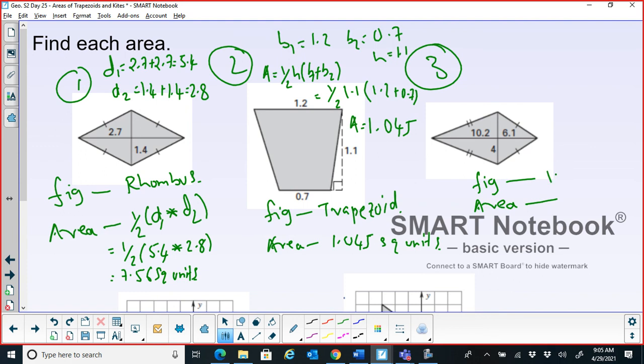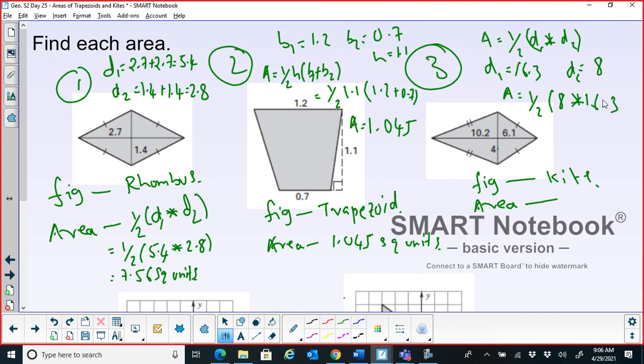And this figure is a kite. Once again the formula is half of diagonal 1 times diagonal 2. Here diagonal 1 is nothing but 10.2 plus 6.1, which is 16.3. Diagonal 2 is going to be congruent across this, so 4 plus 4, which is 8. One of the diagonals will be bisected, the other one not. And you substitute in the formula, which is nothing but area equals half of 8 times 16.3, which is 65.2.